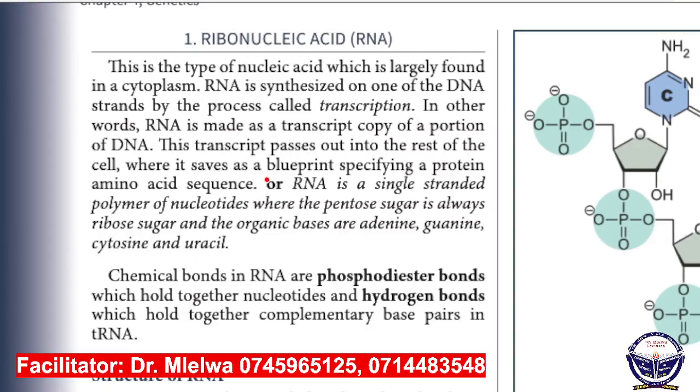Hasa usiniweze kwamba itakuwa inatafuta nini? Ikiwa synthesized mle kwenye nucleus, inatoka kwenda kwenye cytoplasm. So sometimes you can be investigating the cell and then you can find the RNA in the nucleus. Why it will be found in the nucleus? Because itakuwa iko synthesized na haijatolewa nje, bado iko ndani ya nucleus.